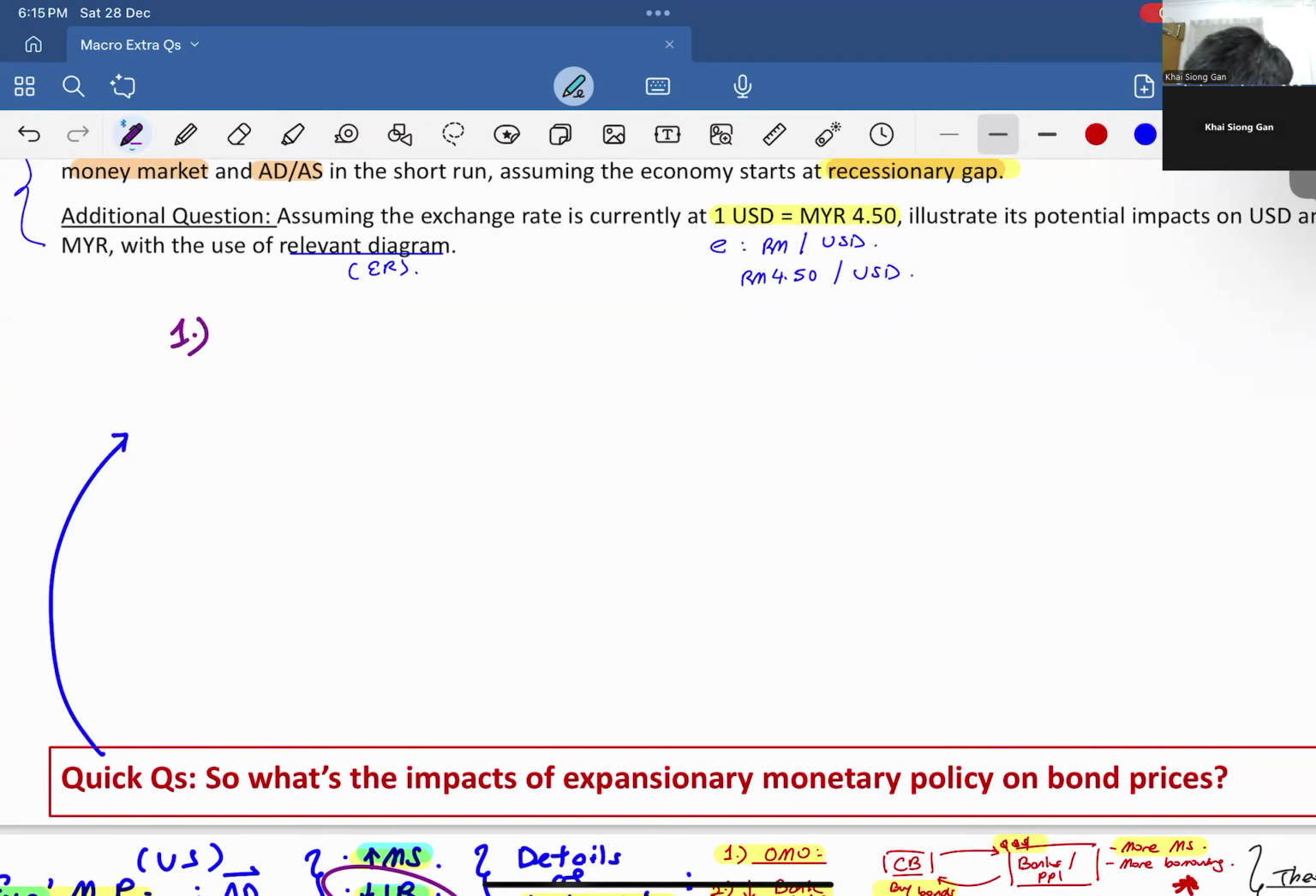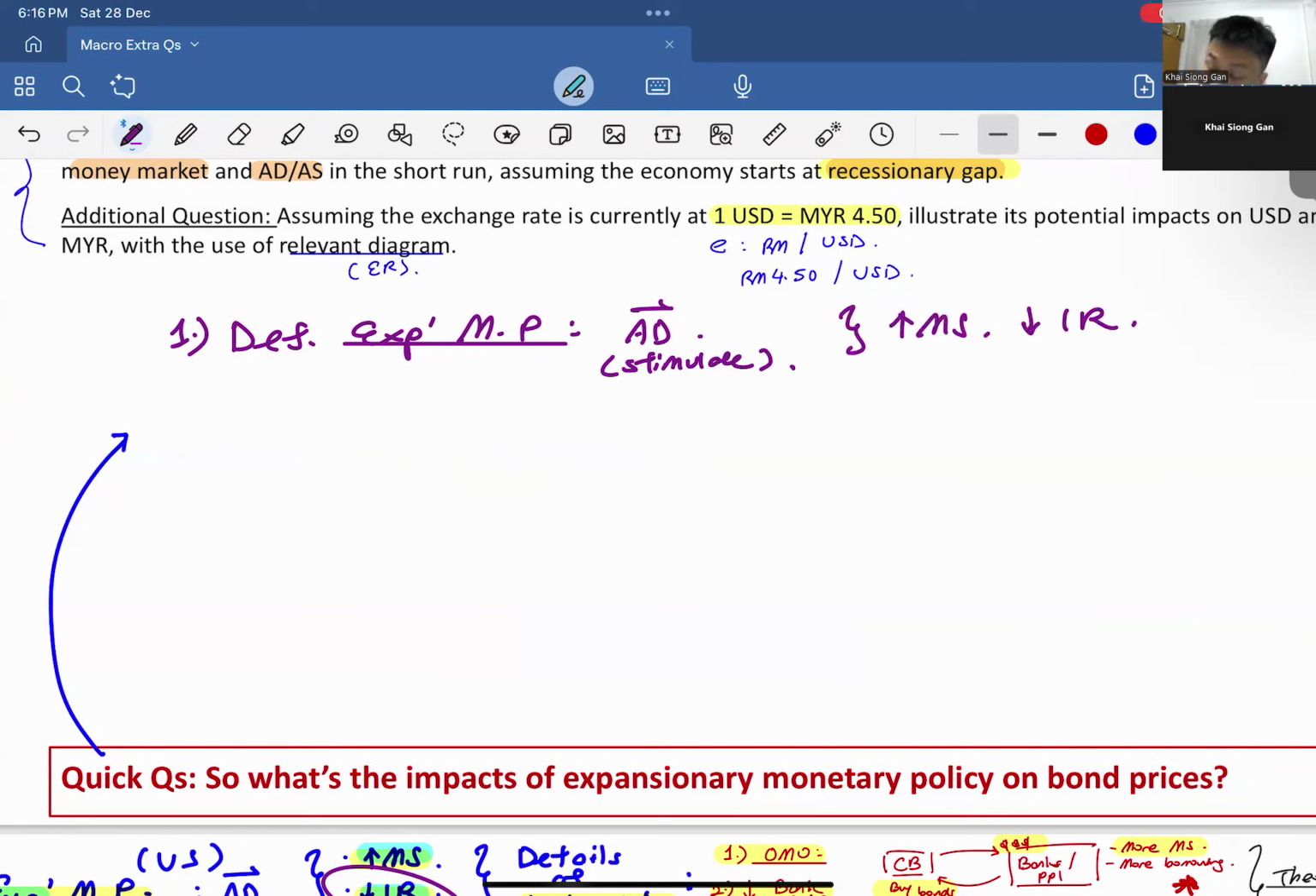First one, talk about what is expansionary monetary policy. The definition of expansionary monetary policy. You can say the intention is to boost aggregate demand, to stimulate the economy. Stimulate the economy by how? By increasing money supply and reducing the interest rate. So at least the first sentence will explain what it means first. Now, because we talk about lower interest rate, we can talk about the relationship between the interest rate and the price of bonds.